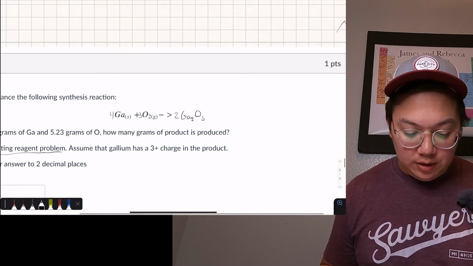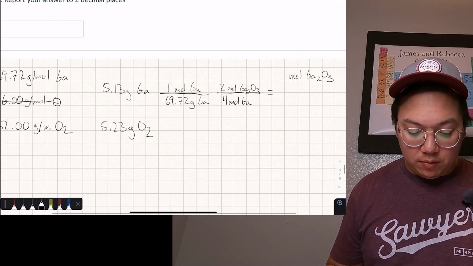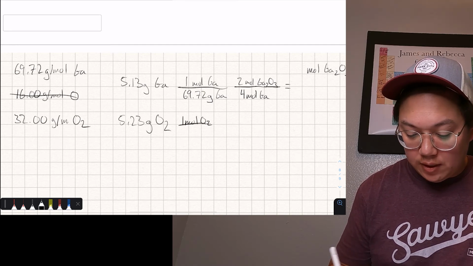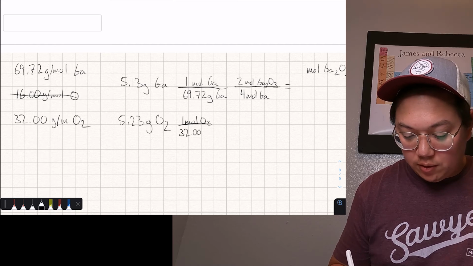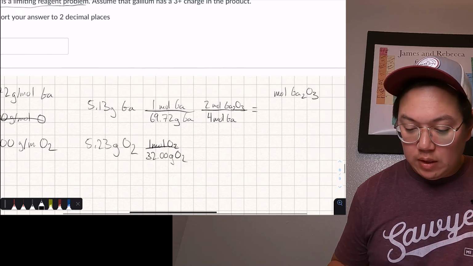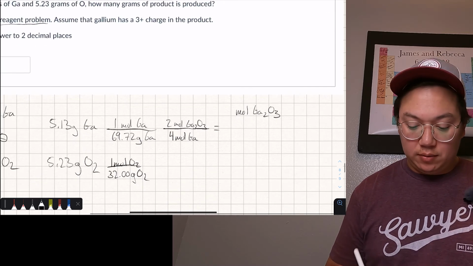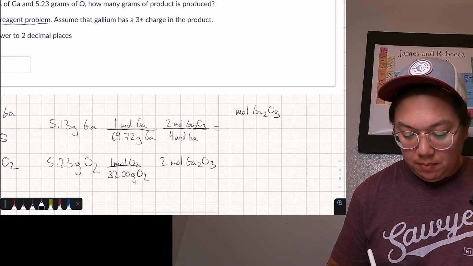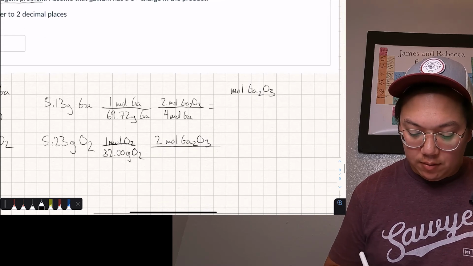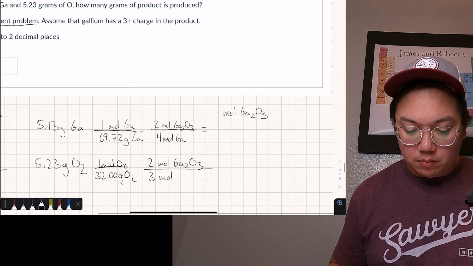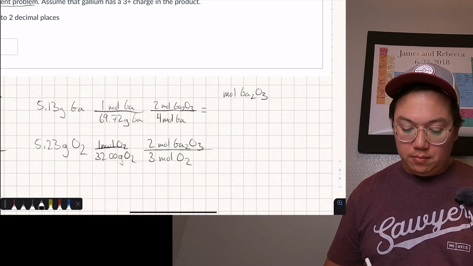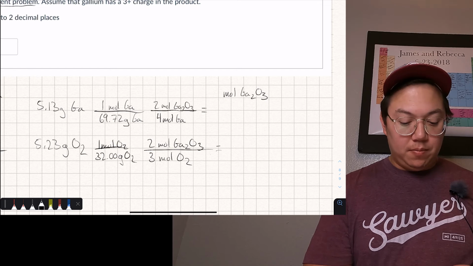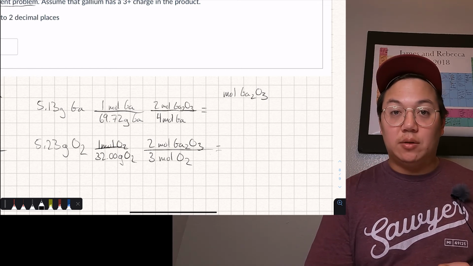Now to do the same math with the oxygen, we want moles, so it's 1 mole of O2 is 32.00 grams of O2. And then from our balanced chemical reaction, we're going to get 2 moles of Ga2O3 divided by 3 moles O2. And that will give us, again, moles of gallium oxide, assuming that each is our limiting reagent.